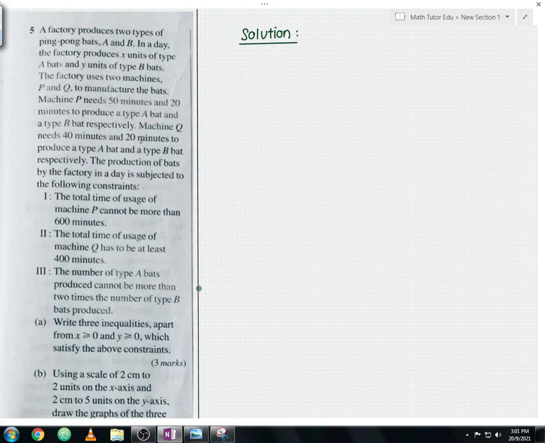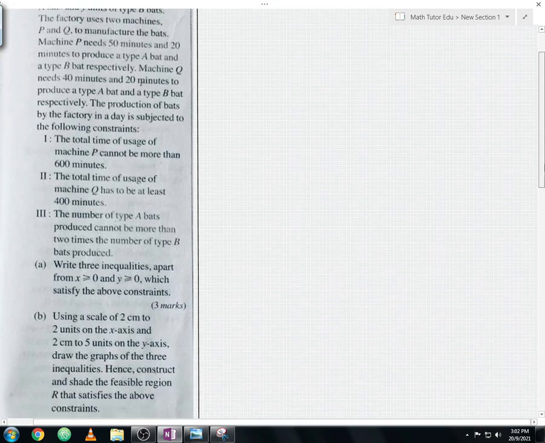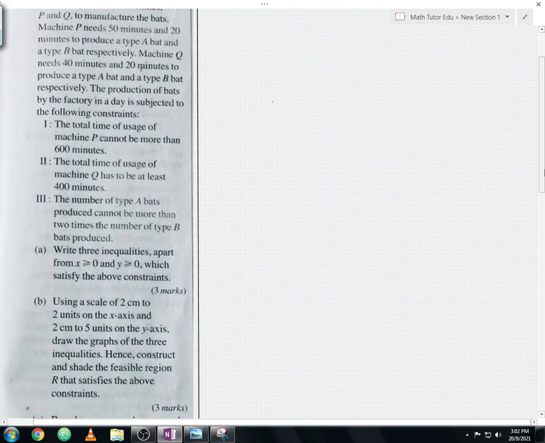Write 3 inequalities apart from x more than or equal to 0 and y more than or equal to 0 which satisfy the above constraints. Okay, proceed to read the question part B. Using a scale of 2 cm to 2 units on the x-axis and 2 cm to 5 units on the y-axis, draw the graphs of the 3 inequalities. Hence, construct and shade the feasible region R that satisfies the above constraints.